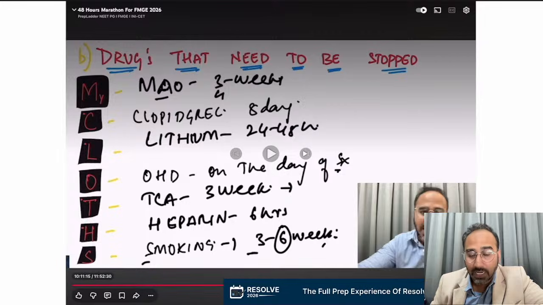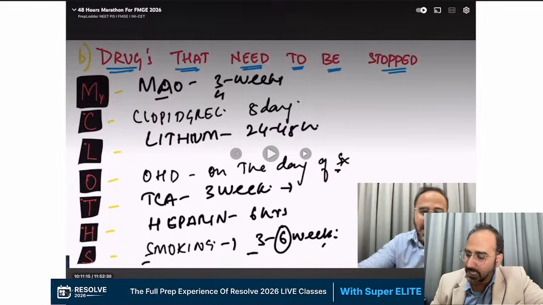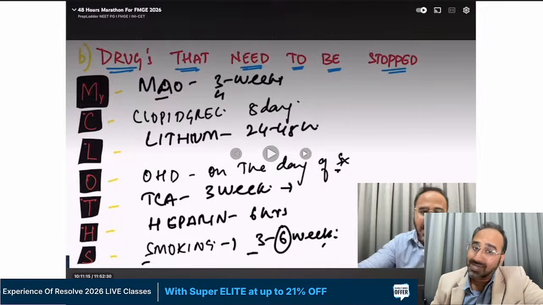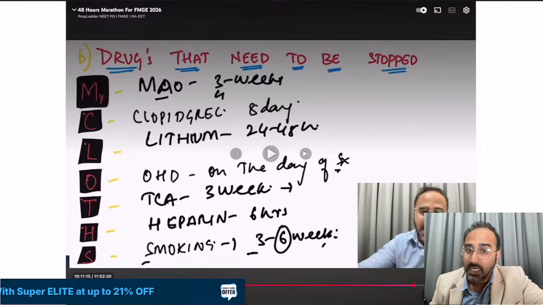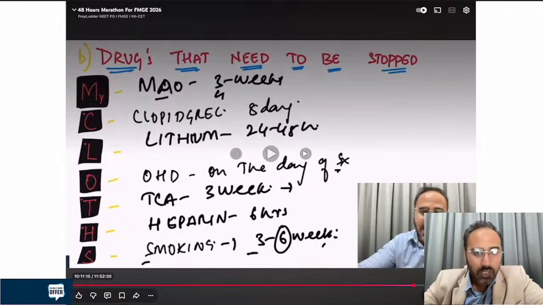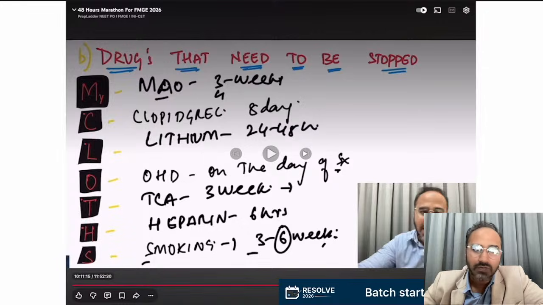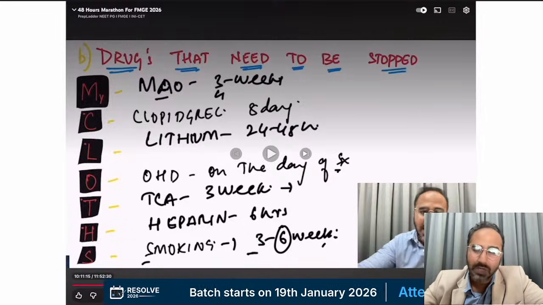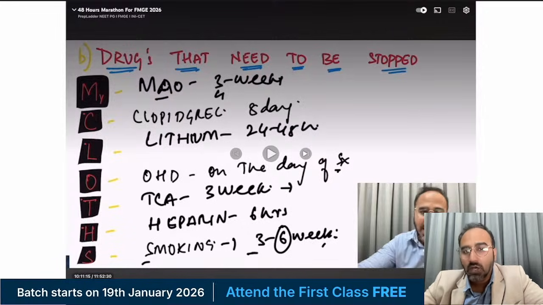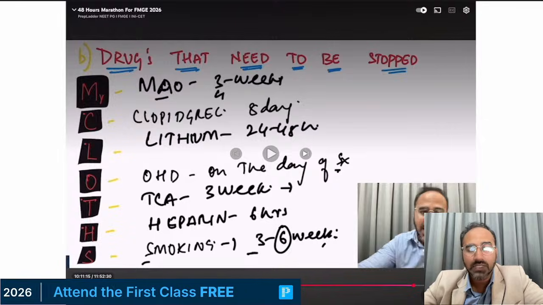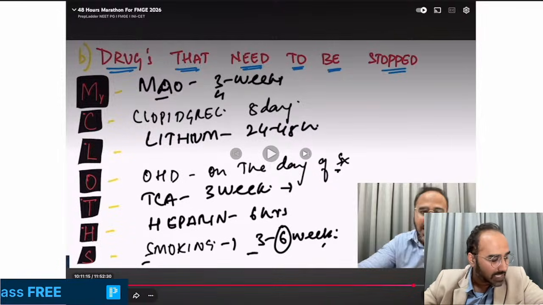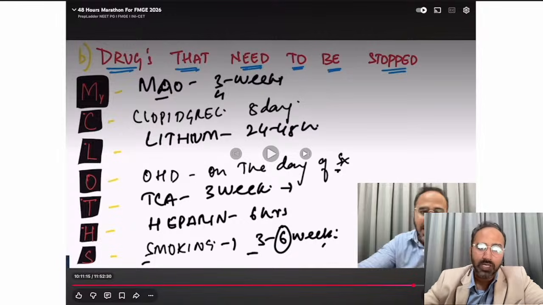Again, going back to our marathon slide, where I have told you what are the drugs and things which are stopped before surgery. I told you to remember, MCLOTHS are usually stopped before surgery. M stands for monoamine oxidase inhibitor, C stands for clopidogrel, L stands for lithium, O stands for oral hypoglycemic drug, T stands for tricyclic antidepressants, H stands for heparin, and S stands for smoking, right?